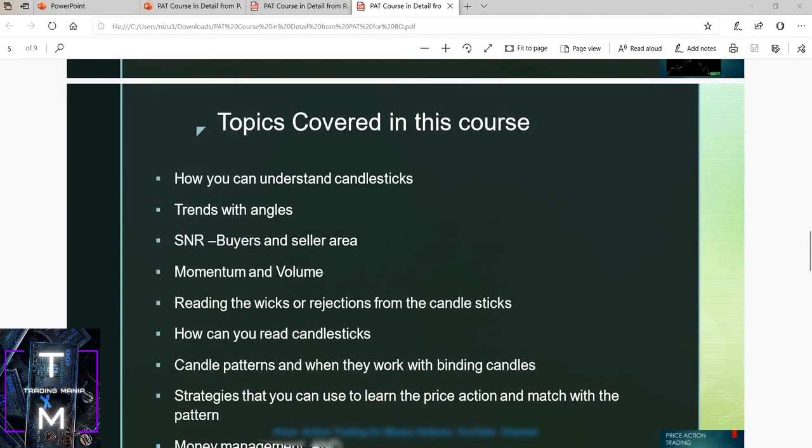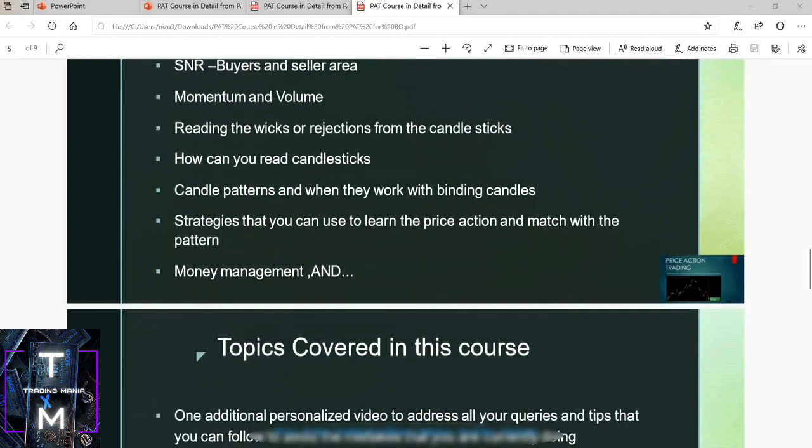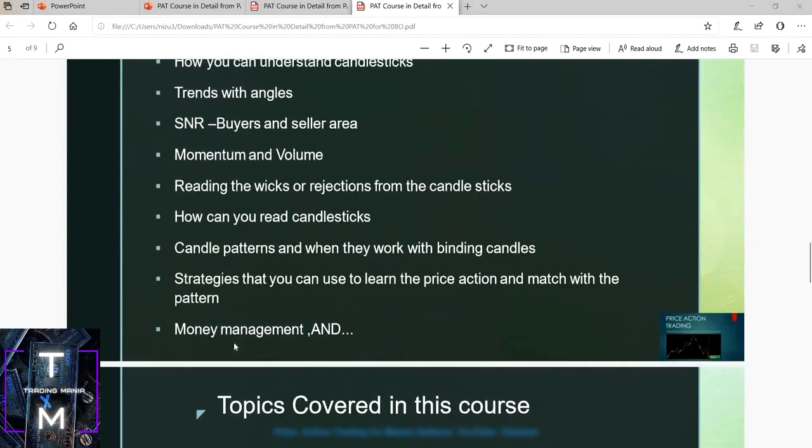Apart from these topics, I'll also be covering candle patterns and when they work. Also, I'll be covering the binding of candles: how you can combine two candles and predict the next candle or next few candles.